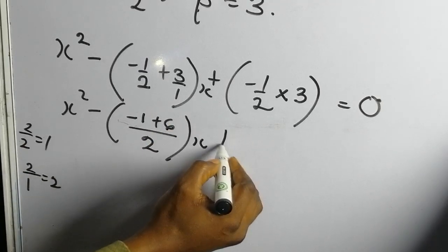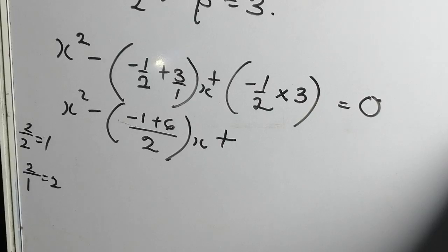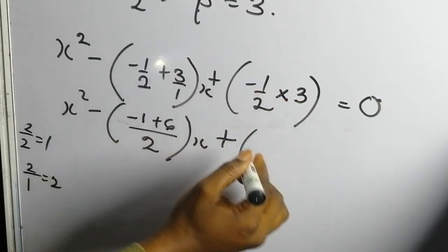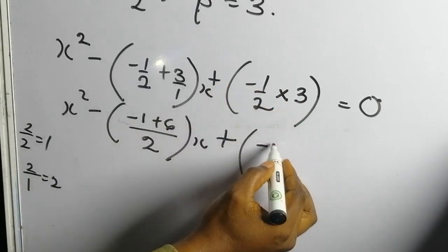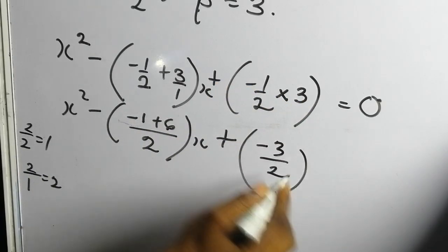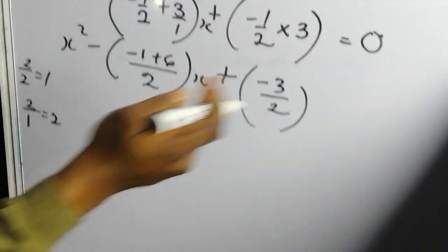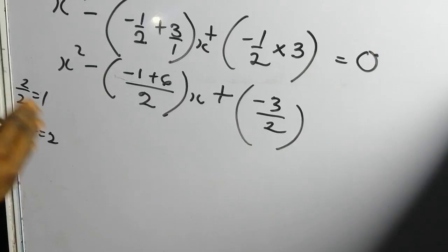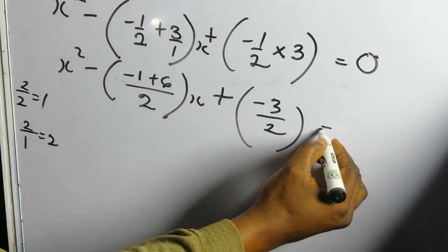Then you have your x plus, then you now have, this one will now be, don't forget, this is minus 3 over what? 2. This is minus 1. Minus 1 times 3 is what? And I told you 1 times anything is what? That thing. So minus 1 times 3 is what? Minus 3 equals what? 0.